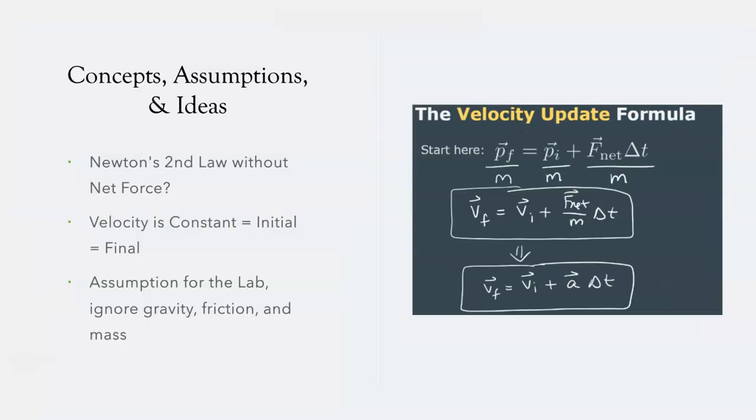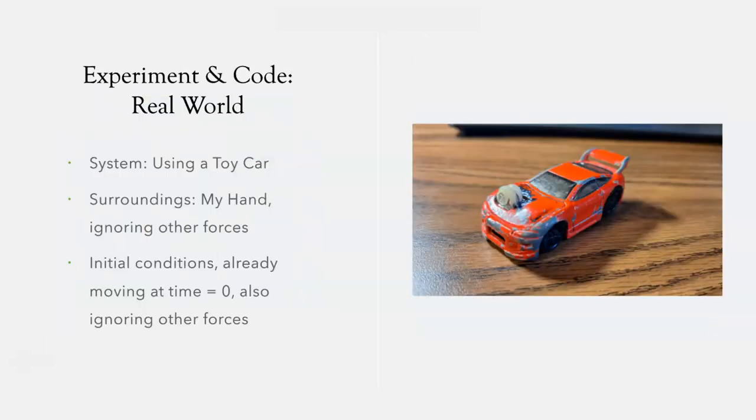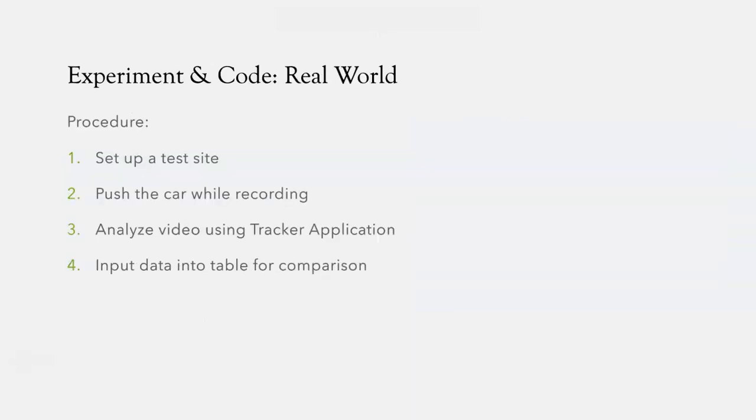And for the sake of this lab, we are assuming that the only surrounding force will be my hand, that we are ignoring all other forces. Velocity is constant, equaling initial and final. The system is a toy car, the surrounding being my hand pushing the toy car, and the initial condition is that the car is already moving at time 0.